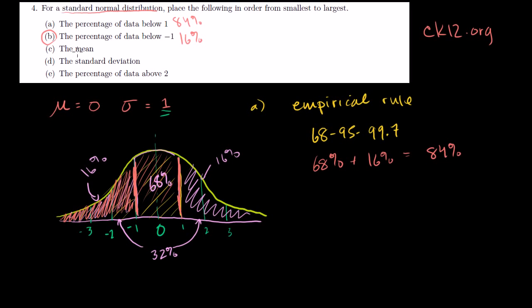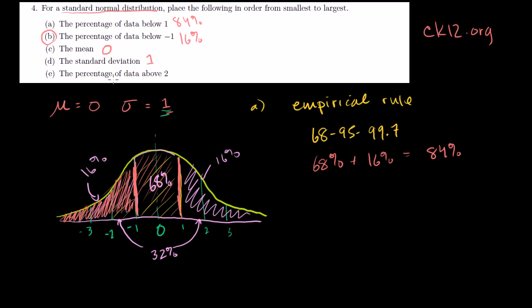Now, part C, they want to know what's the mean. Well, that's the easiest thing. The mean of a standard normal distribution, by definition, is 0. So number C is 0. D, the standard deviation. Well, by definition, the standard deviation for the standard normal distribution is 1. So this is 1 right here. This is easier than I thought it would be.